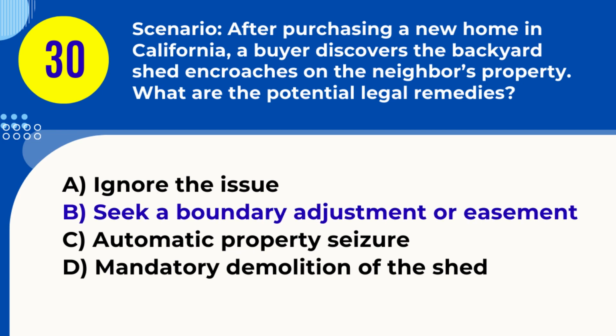Answer. B. Seek a boundary adjustment or easement. Explanation. When a buyer discovers an encroachment, like a backyard shed on a neighbor's property in California, potential legal remedies include seeking a boundary adjustment or obtaining an easement agreement with the neighbor.